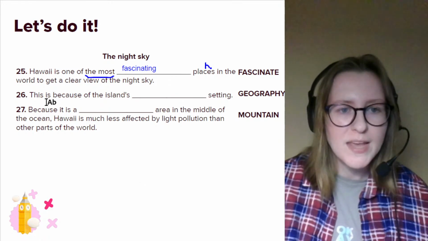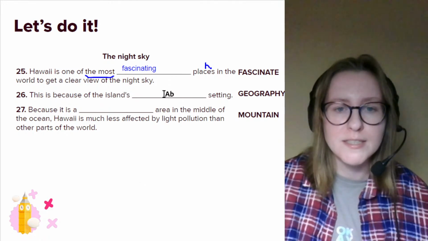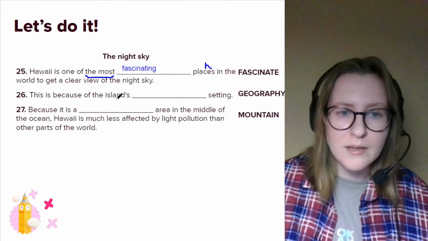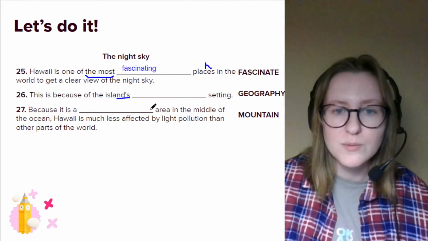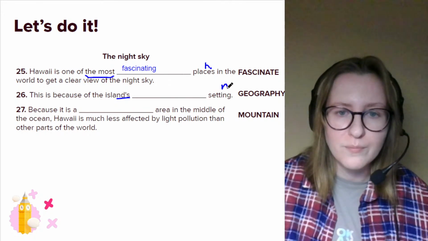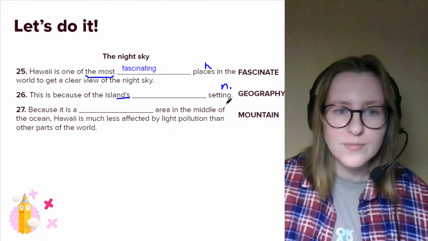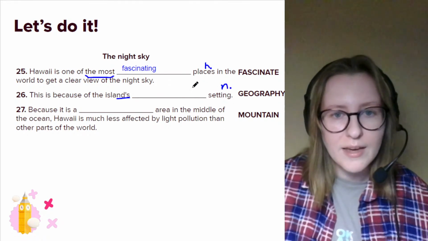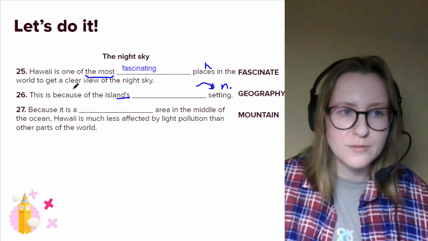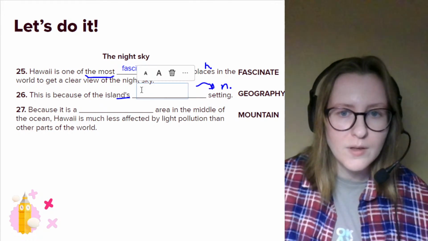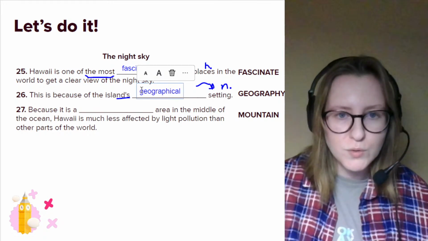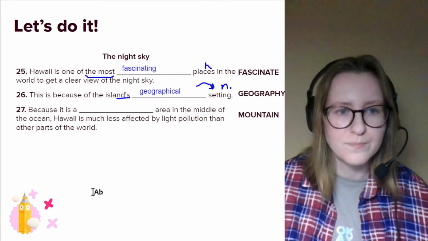Okay, 26. This is because of the island's setting. We have a noun in possessive case, right? But we also have a noun after our gap. So, island's setting. And our gap describes a noun. Again, we need an adjective. Geography, adjective, geographical. Here we go. Got it.